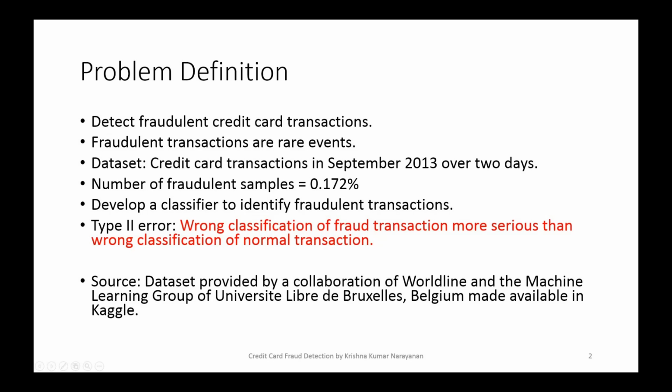Important to note here is that one of the main tasks is to reduce the type 2 error, in that our model should make as few type 2 errors as possible, in that a wrong classification of a fraudulent transaction must be penalized more heavily than a wrong classification of a normal transaction.